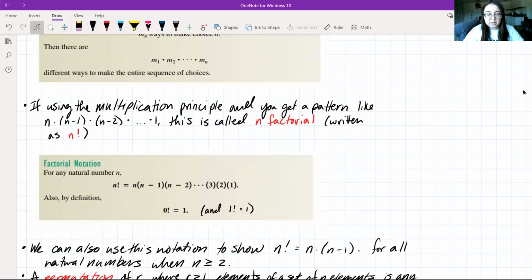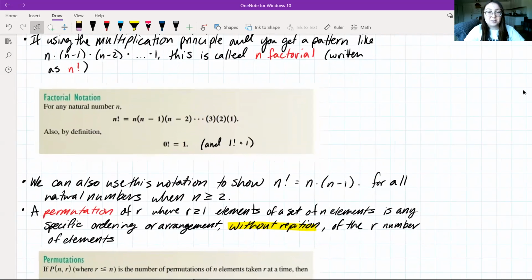If you're using the multiplication principle and you get a pattern like n times n minus 1 times n minus 2, and it goes on until you reach 1, then this is called n factorial, and it's written as n with an exclamation point. So, like we saw in the previous examples, if we had 8 factorial, that would be 8 times 7 times 6 times 5 times 4 times 3 times 2 times 1. Then we would just end there.